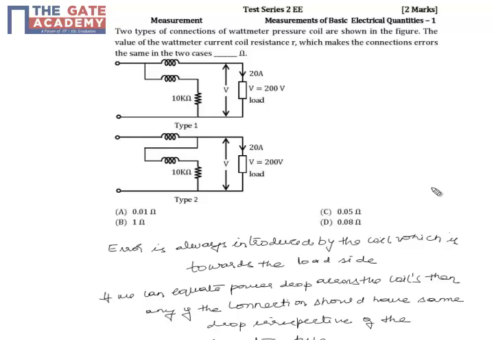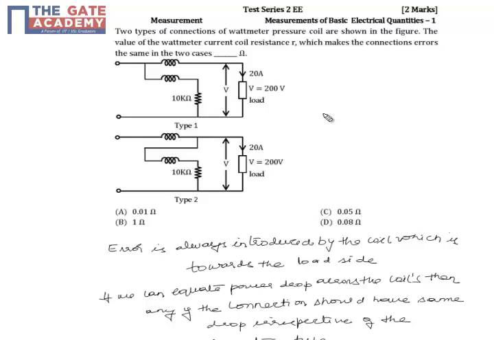So the value of the wattmeter current coil resistance R. So here R is not shown in the figure. So which makes the connection error same in both the cases, or both the setups? So here this is the value of R.